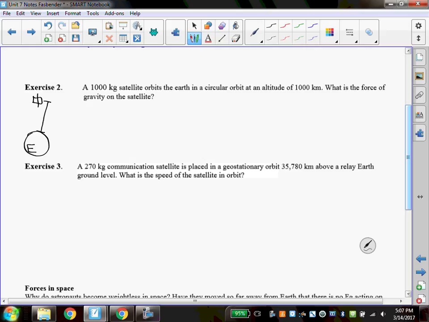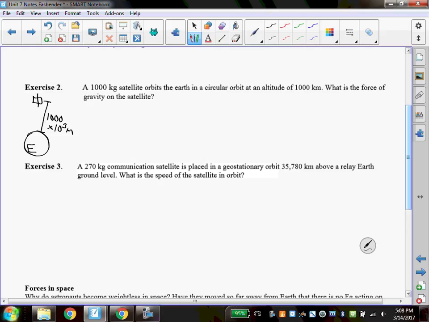Now we measure altitude from the surface of the Earth. So it is only from the center of the satellite to the surface of the Earth that is 1,000 kilometers. And by the way, 1,000 kilometers is 1,000 times 10 to the third meters. And since we love to work in kilograms, meters, and seconds, I'm just going to make that change right now.